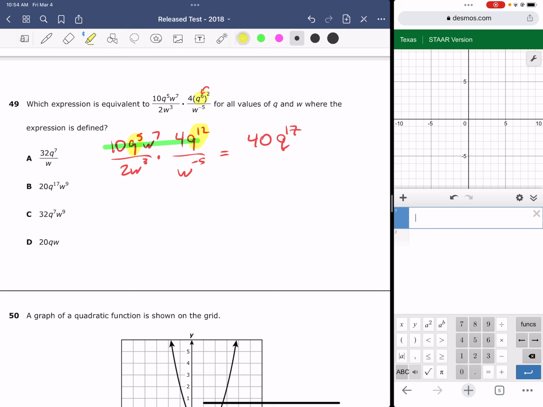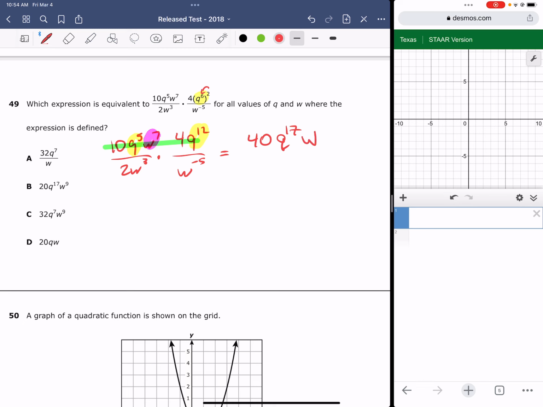Then we have a lone w in this numerator, w to the 7th power, which will just get written down next to the q to the 17th. That takes care of the numerator, and now we will focus just on the denominator. What we see there is a 2 and then a w cubed times a w to the negative 5. Because those w's have the same base, we will add their exponents since we're multiplying them, and 3 plus negative 5 will give us a negative 2.